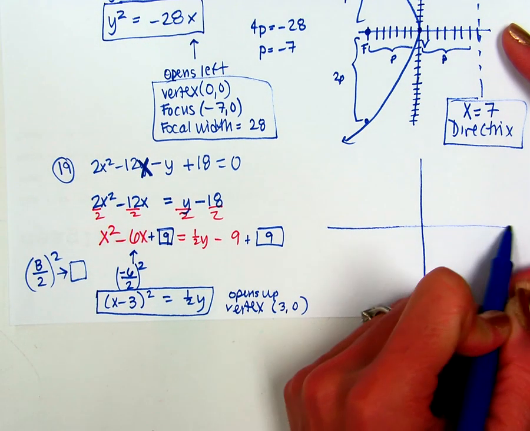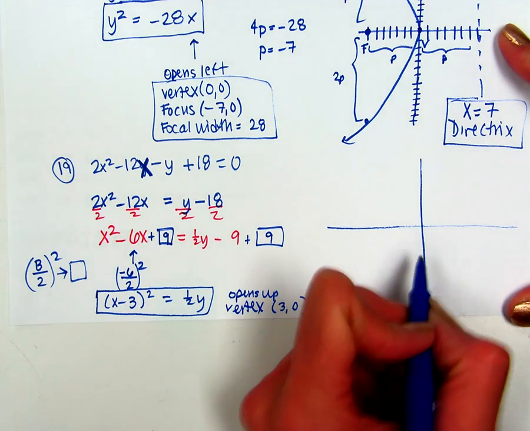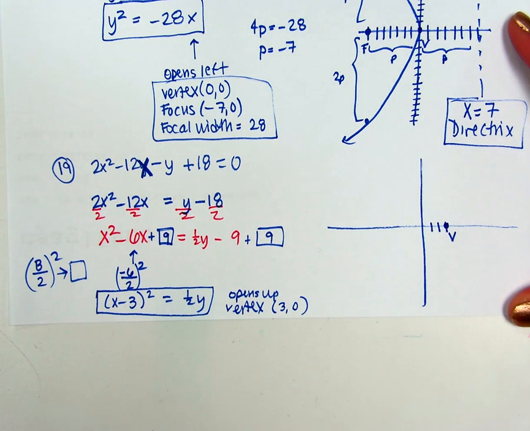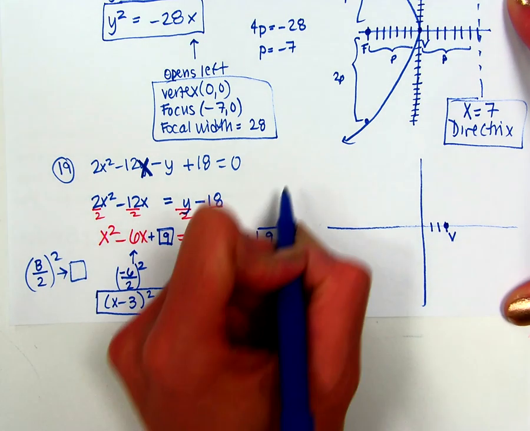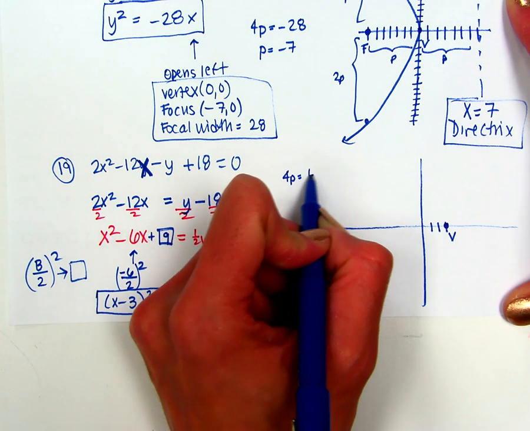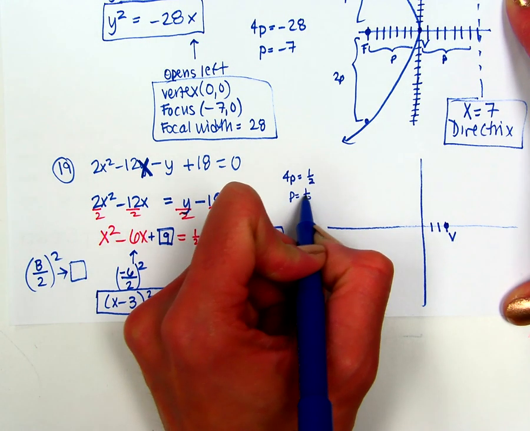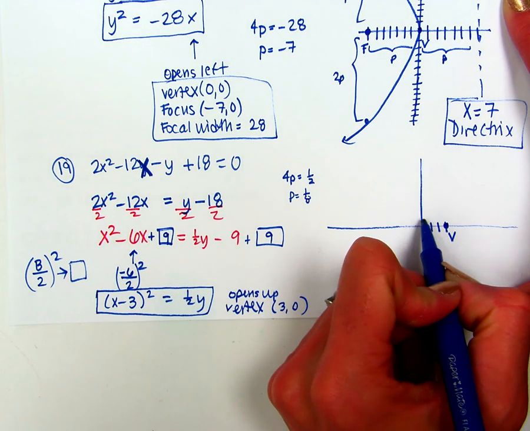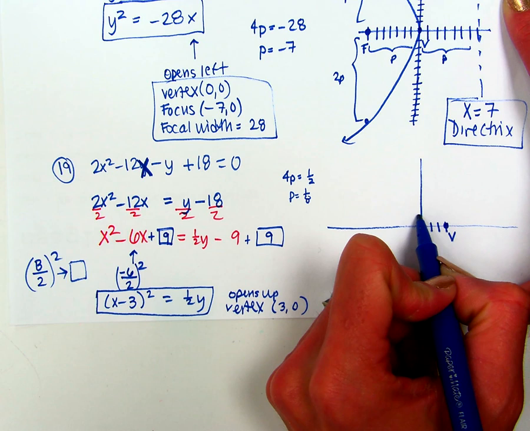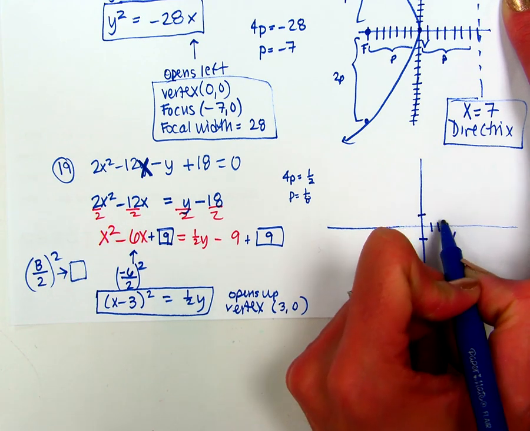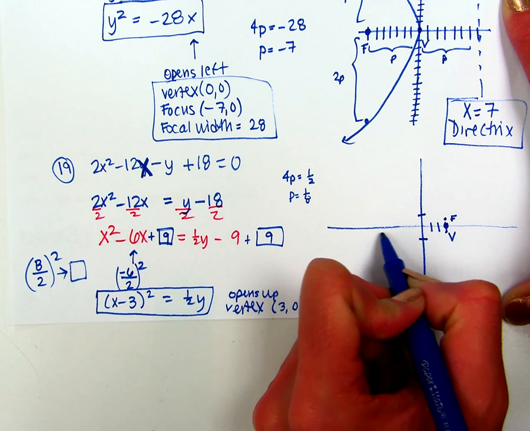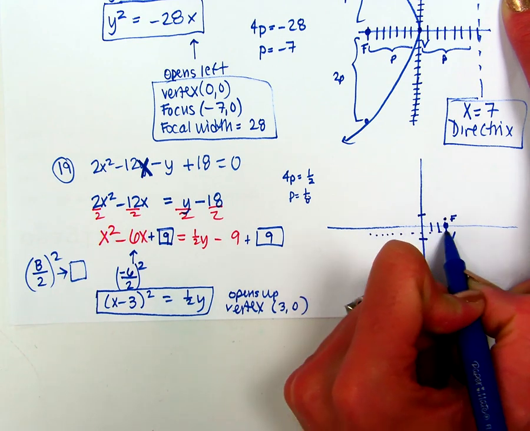All right, so I'm going to start at 3, 0. Here's my vertex. It's got to open up. Now my 4p is equal to 1/2, which means that p in this case is 1/8. So this is going to be a pretty tiny graph here. So we're going to go up 1/8 to make my focus, and down 1/8 to make my directrix.